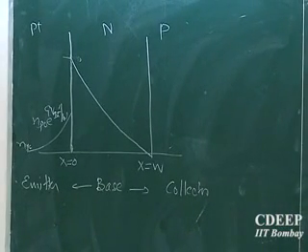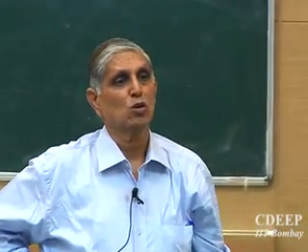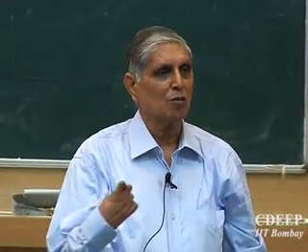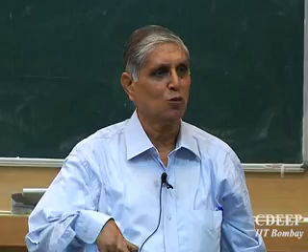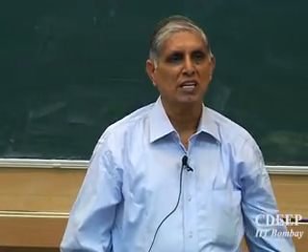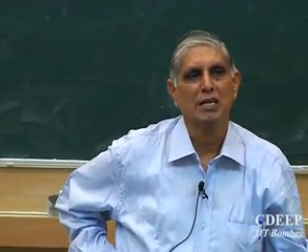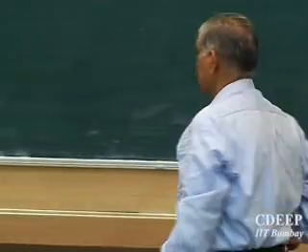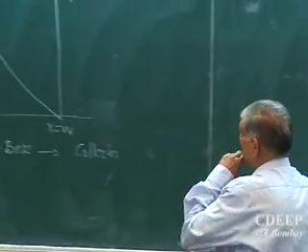Once I get this profile, I'll be able to calculate dPn by dx at x equal to 0 and at x equal to W as well. Why am I interested in x equal to W? Because the collector current is decided by the gradient at x equal to W, and at x equal to 0 it's the emitter current which is decided. So at the two boundaries of the base, I'd like to know the gradient, and once I get those gradients, q D_p dPn by dx gives me the current density. So I want to know this profile.